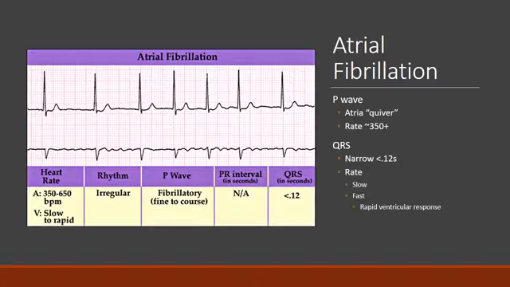Next, let's talk about atrial fibrillation. With atrial fibrillation, you can see here that no longer do we have a P wave.